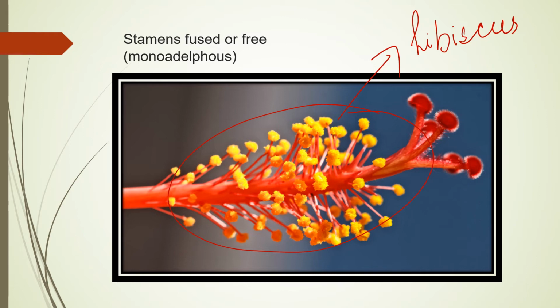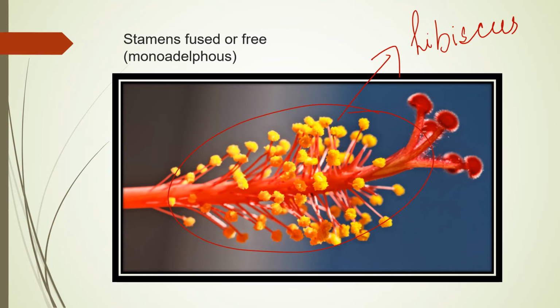So previously we have learned, just a quick recall, depending on the number of stamens, they may be fewer or more, depending on how they are arranged. When the filaments are fused with the petals, they are called epipetalous. And this we can call monoadelphous.